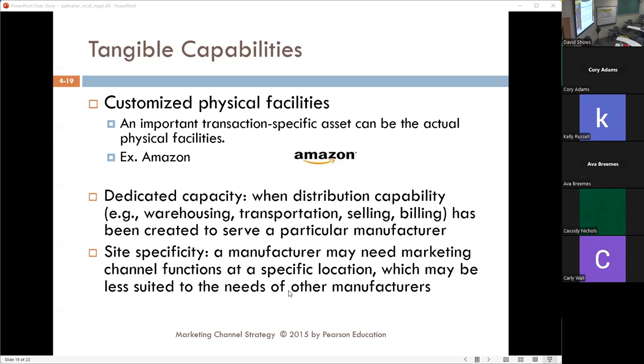But if you have unique capabilities and unique physical capacity, then these are strategic, tangible assets. You can have unique, customized physical facilities. You can have giant reefers that provide cold storage that can't be replaced.